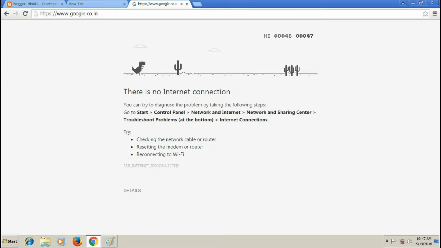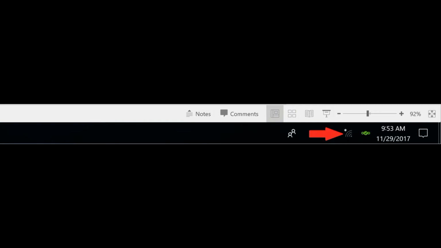First, you'll want to find the network indicator icon, which is usually in the bottom right-hand corner of the screen down by the clock. When you have an internet connection, this will look like a little computer screen with a cable next to it on a desktop computer, or a set of signal strength bars on a laptop.